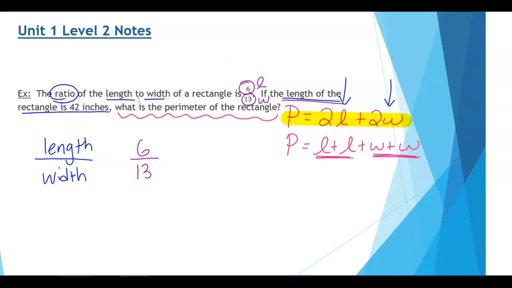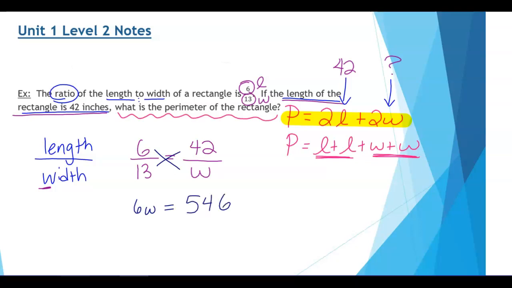Well, we're given the length of a rectangle is 42 inches, so that would go on top. And we need to solve for the width so that we can plug that in. So 42 is going to go in for our length. We don't know our width. So we have a length to width comparison, and here's our proportion that we can solve. To solve proportions, we cross multiply, and 6 times W would be 6W, and 13 times 42, that product is 546. We undo multiplication with division, so we're going to divide by 6 to each side, so our width is 91 inches.